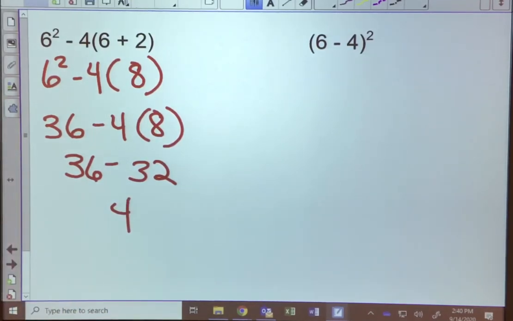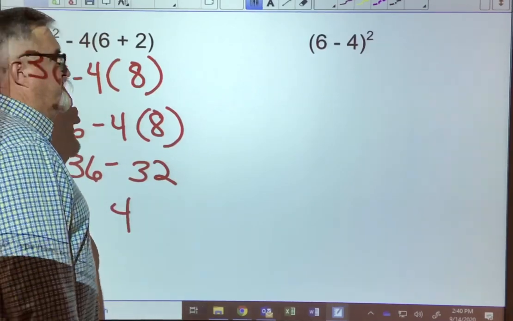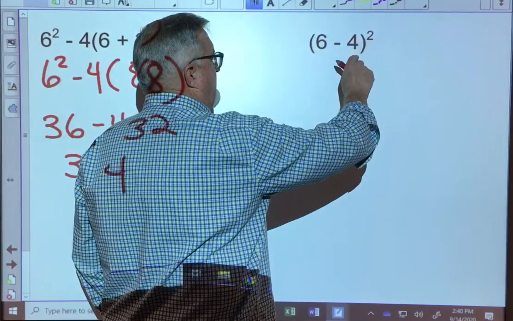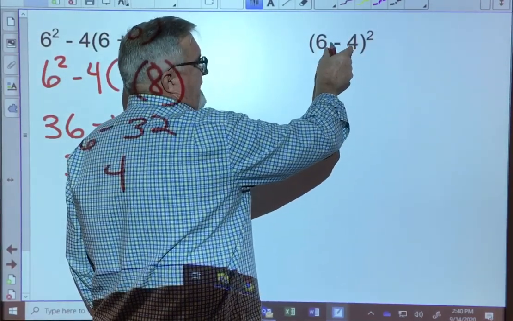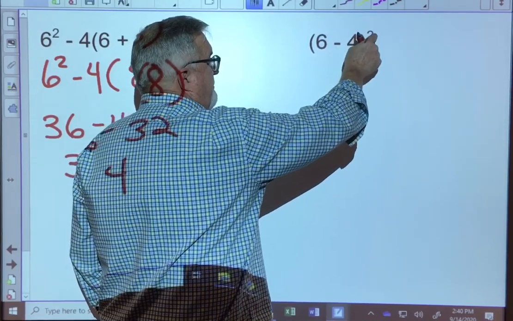Okay, last one. This one's up there because it's a little bit different. The exponent is on the outside of the parenthesis in this problem. If these parentheses weren't here, this would mean 4 squared. But this means the difference of these two numbers raised to the second power.